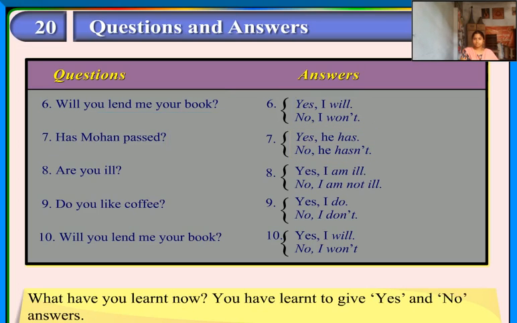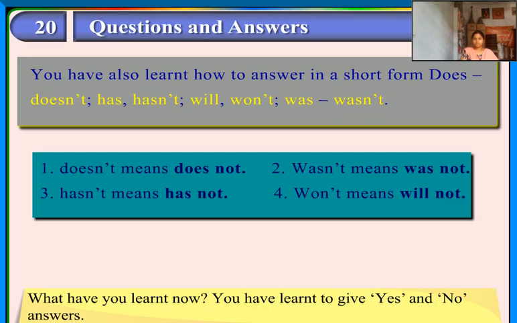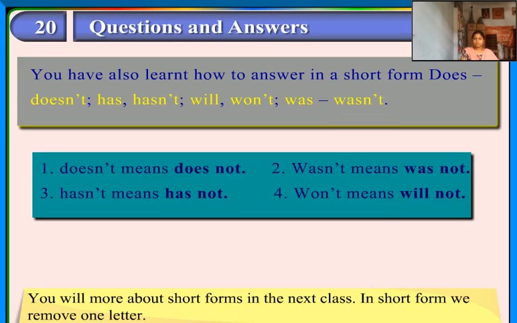What have you learnt now? You have learned to give yes and no answers. You have also learned how to answer in a short form. Does, doesn't, has, hasn't, will, won't, was, wasn't. Doesn't means does not, wasn't means was not, hasn't means has not, and won't means will not. You will learn more about short forms in the next class.